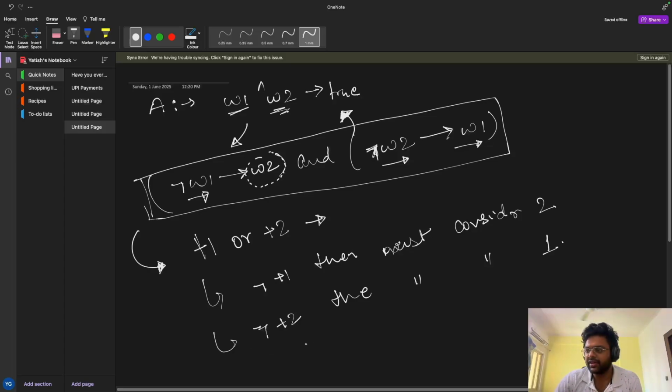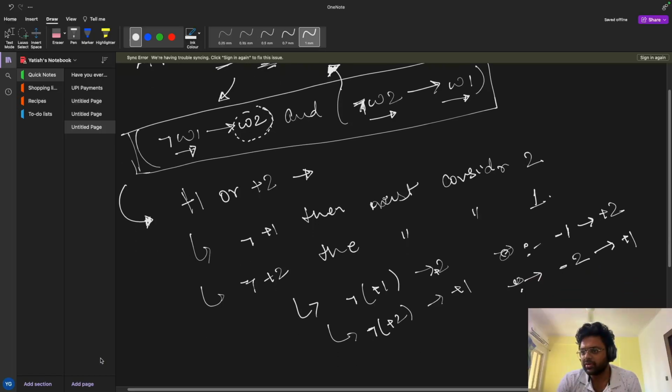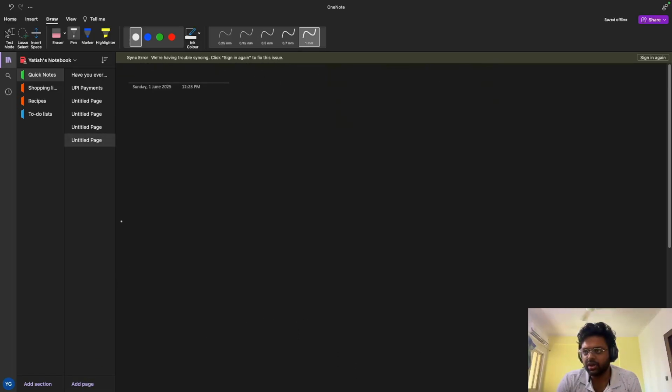So if I reduce the expression of not of plus 1 to 2 plus 2, which is equal to minus 1 2 plus 2, and the second expression is not of plus 2 to plus 1, it is to minus 2 to plus 1. Okay. So now we have understood what we are thinking, in which direction we are going.